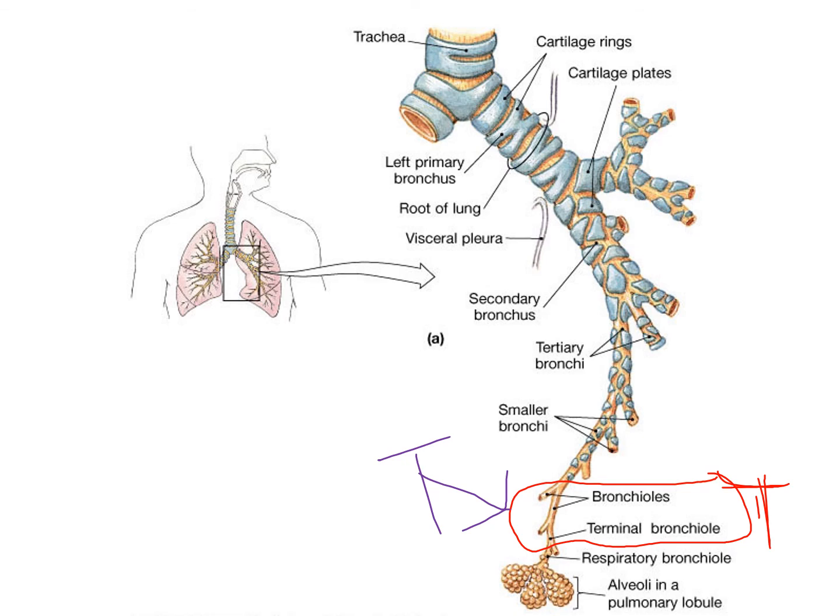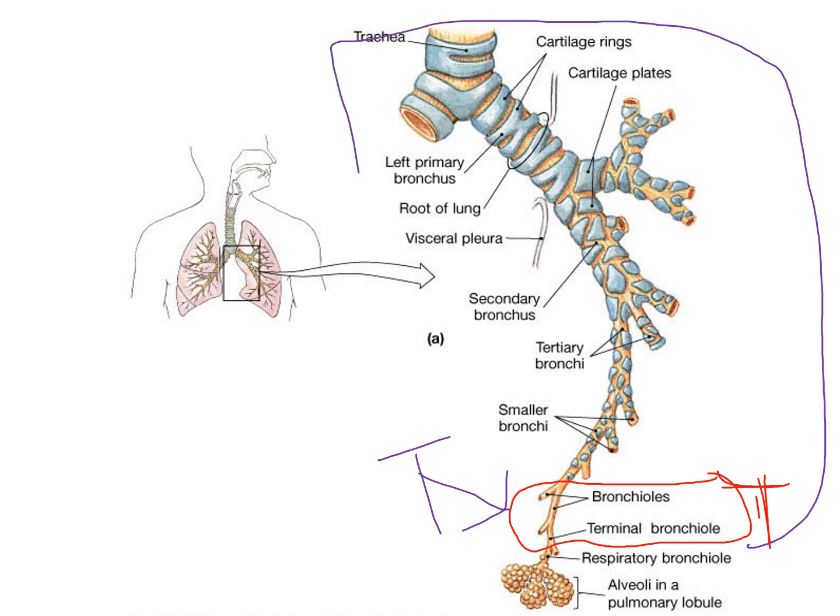They're not your respiratory zone, they're your transition zone, which is ultimately under your tracheobronchial tree. Your tracheobronchial tree is everything up till the terminal bronchioles. The terminal bronchioles is where your tracheobronchial tree terminates. Anything past the terminal bronchioles is considered respiratory zone.